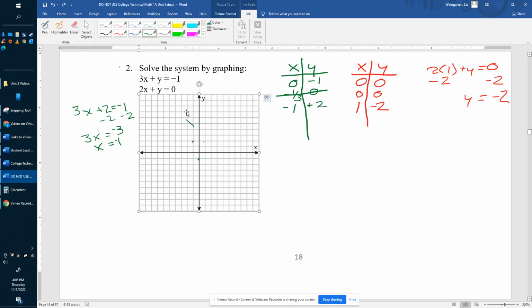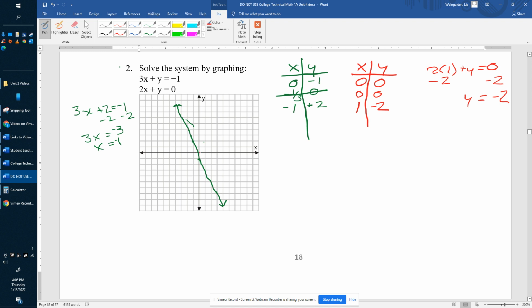Having huge issues with this. I'm going to try using my mouse instead. There, that's a little better. All right, there's our green line. Let's draw our red line. Hopefully it won't be so challenging for me.